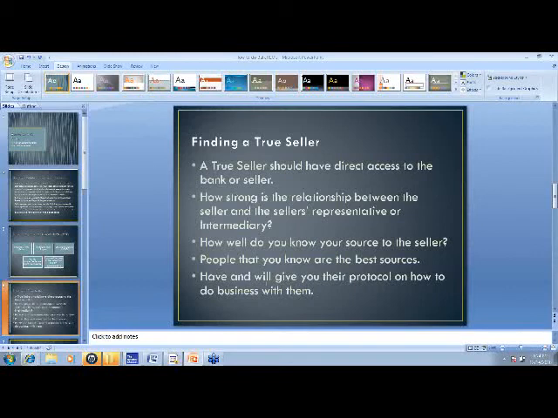And real sellers will give you their protocol on how to do business with them. That's important, because sometimes you'll find out from the protocol that it's not a true seller.